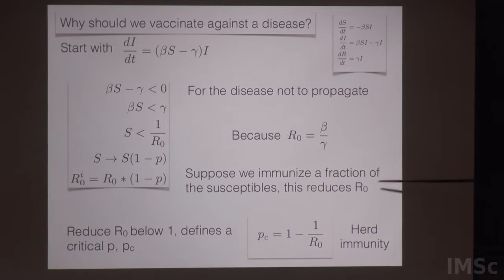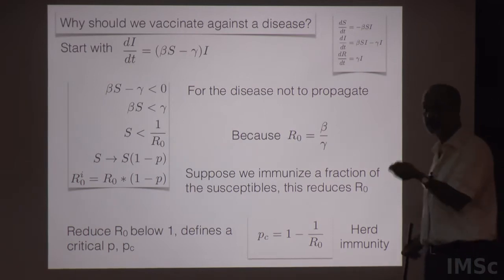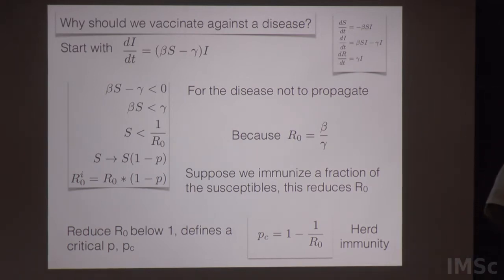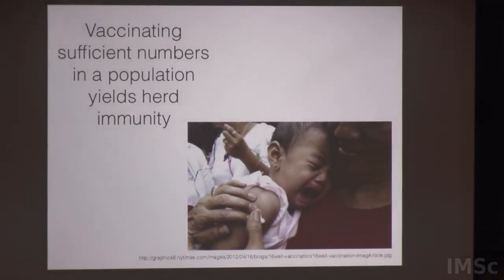So this is a particularly important idea called herd immunity. The creation of herd immunity through vaccination campaigns is central to how we think about how to protect people against disease. Are we clear about this? This is a very simple argument. As I said, vaccinating sufficient numbers in a population yields herd immunity.